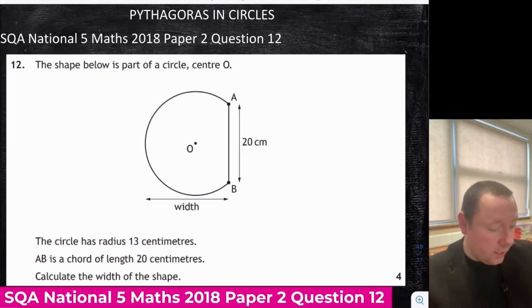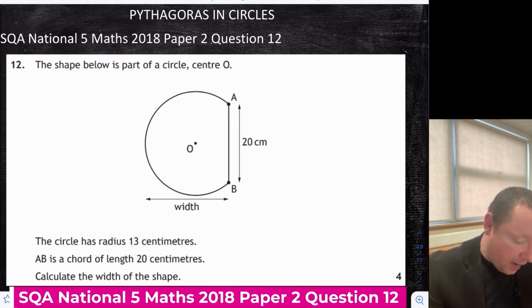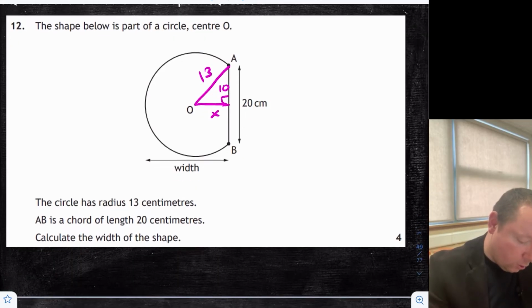Pythagoras and circles, SQA National 5 Maths 2018, paper 2, question 13. We have this shape and we know the radius is 13, this length is 20, calculate the width. If I know here to here is 13, I need this little bit here. So I can add that in, call that x, make a radius, that's 13, right angle triangle then, so that is 10. So we know that x squared equals 13 squared minus 10 squared.